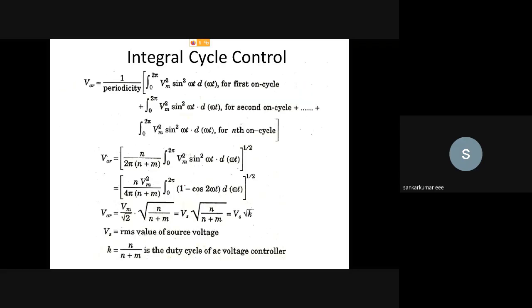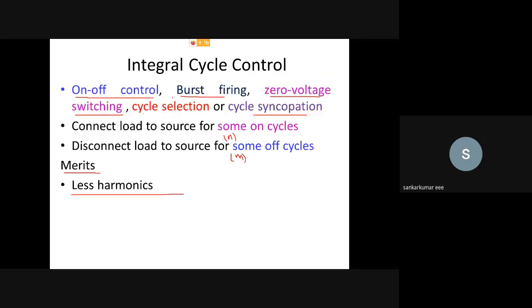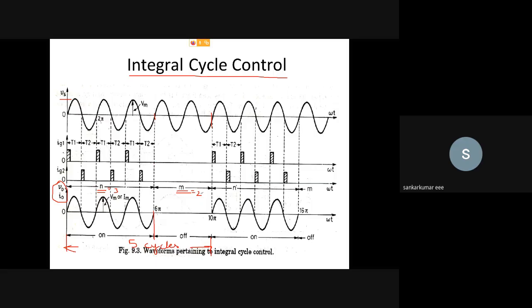For this also we have to derive V naught, the RMS value of the output voltage. We have to derive this for each cycle. So we have a total time period of 5 cycles over here. That is M plus N will be the total time period, that is on cycles plus off cycles. For this time period, we have to calculate the RMS output voltage, and out of that M plus N cycles, the AC voltage controller is turned on for only the on cycles, that is N. So the fraction will be N by M plus N.